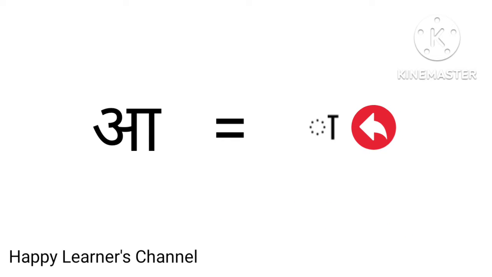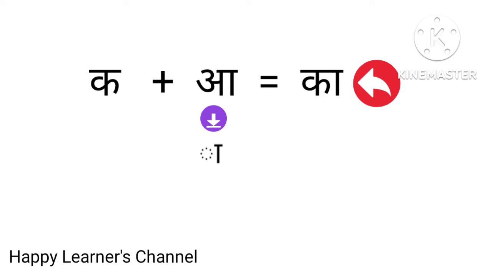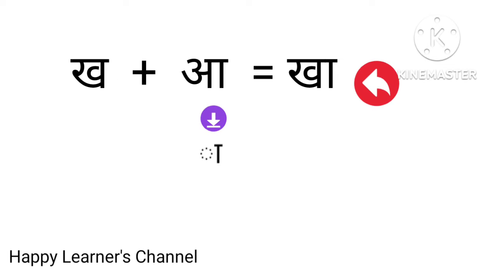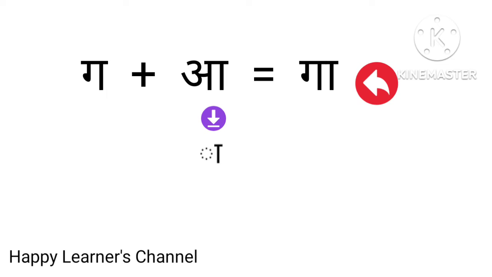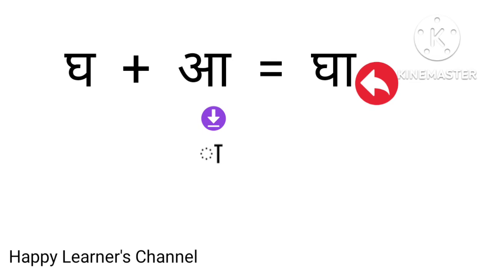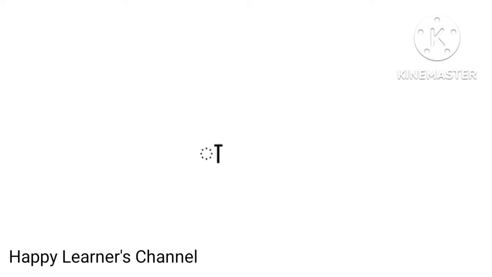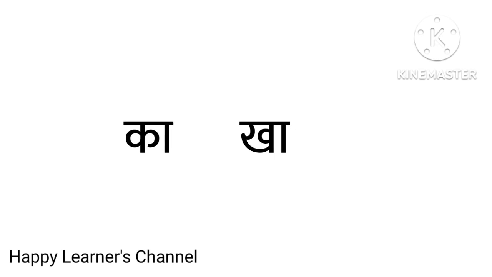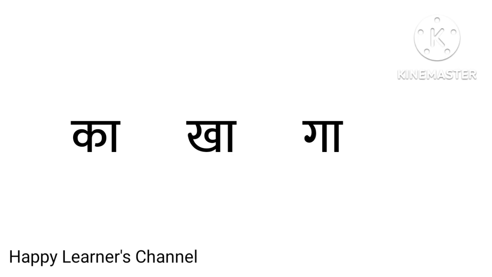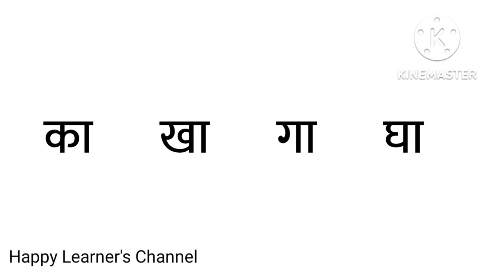The vowel sound A is represented by this symbol. Ka, Kha, Ga, Gha, Kha, Kha, Ga, Gha, Ka, Kha, Ga, Gha.